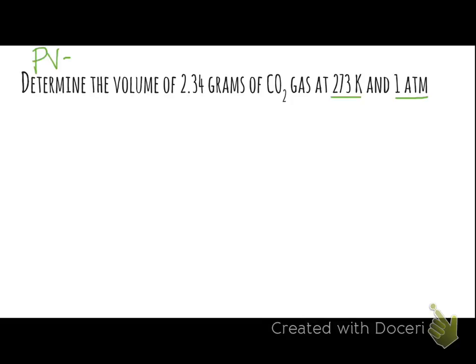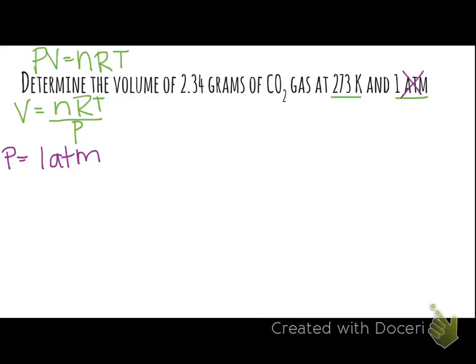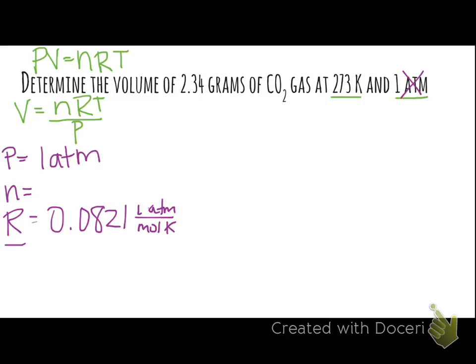So remember, your PV equals nRT. We're going to rearrange that to solve for the volume. So we are going to be left with volume equals nRT over P. So let's go through our different variables here. P equals 1 atmosphere. That's right here. N, we'll skip that. R equals 0.0821. Let's write all of our units down. Liters, atmospheres, mole, Kelvin. My T equals 273 Kelvin.